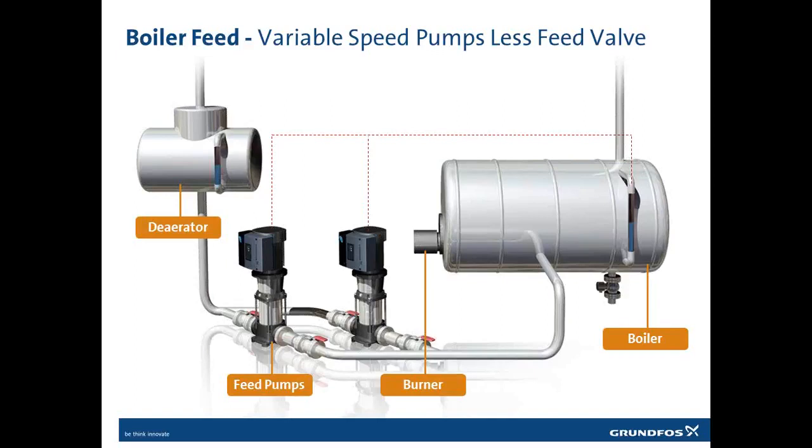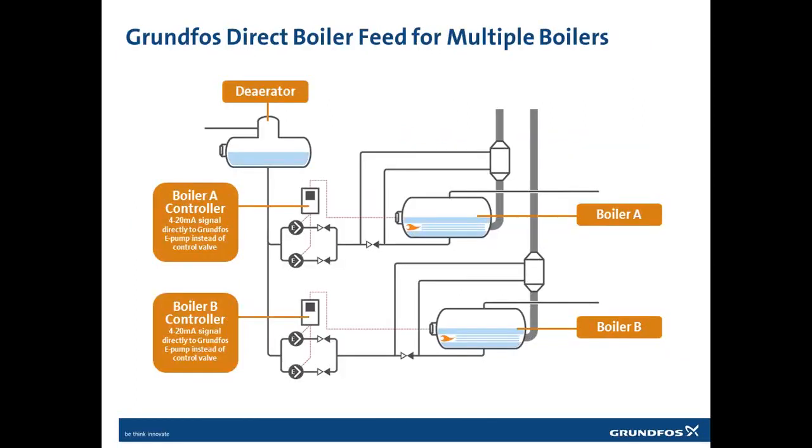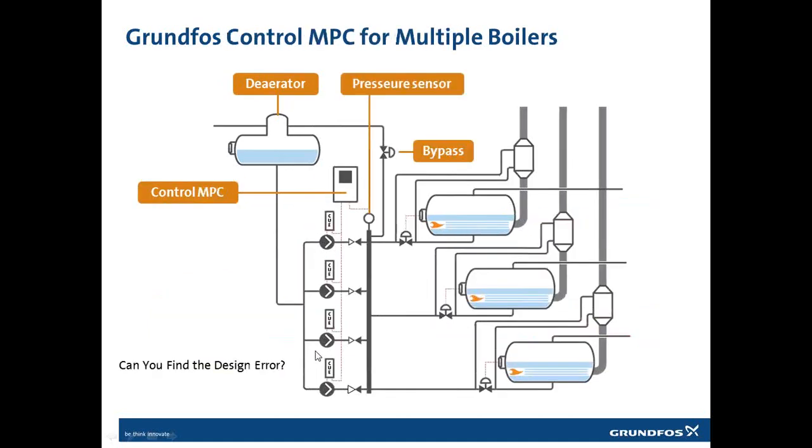I will continue. We have covered the way of feeding the boiler. I will go to boiler feed for multiple boilers. If we run the direct boiler feed the Grundfos way, then if we have two boilers, we need two sets of pumps. That means we will have an installation looking like this. We still have the deaerator, and we have two sets of E-pumps here, and two sets of E-pumps here for boiler B.